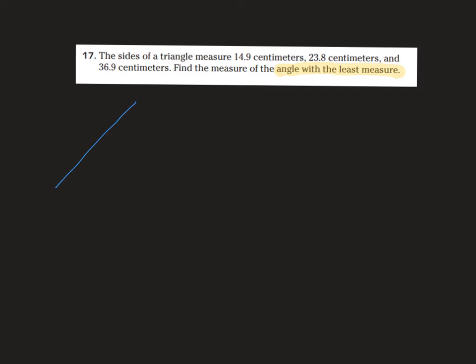And again, I don't really need to be perfect with this, I just need to label these sides. So I didn't label it very well. Let's make it a little bit more accurate. I'm going to make the 14.9 side significantly smaller than the other two. Maybe that's too small. But the point is, this one's the shortest, right? 14.9, 23.8 is the middle one, and 36.9 is the longest.